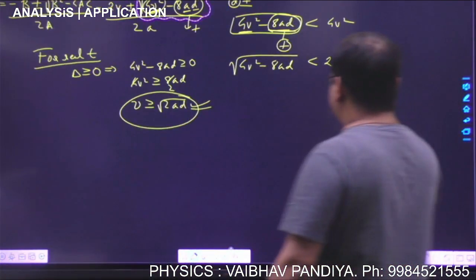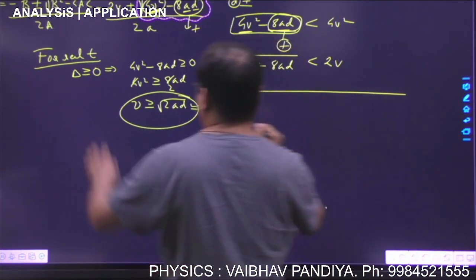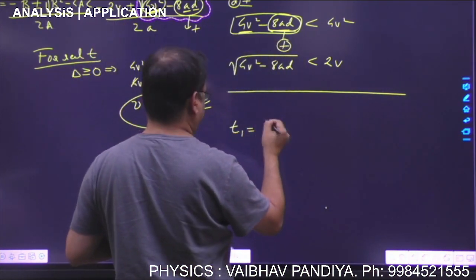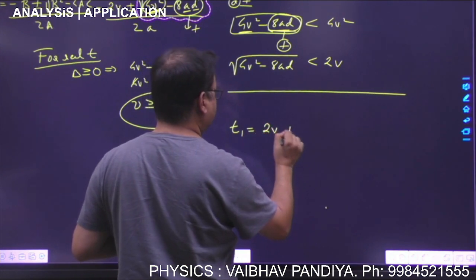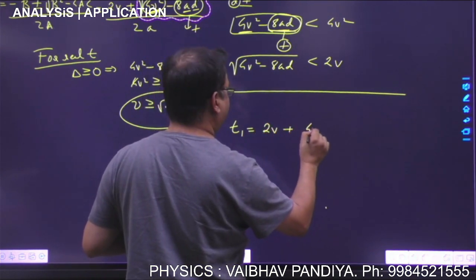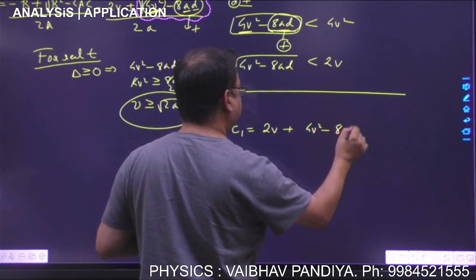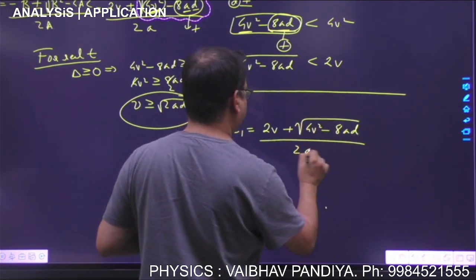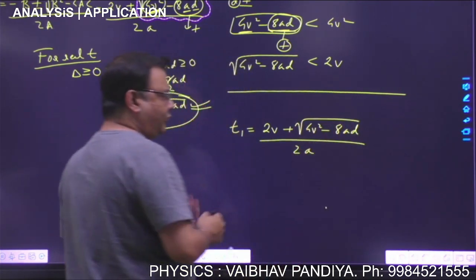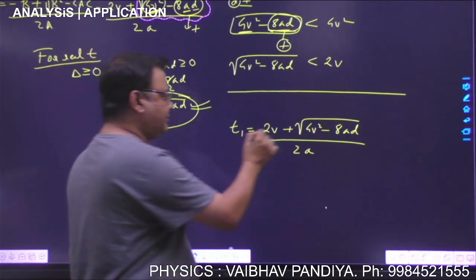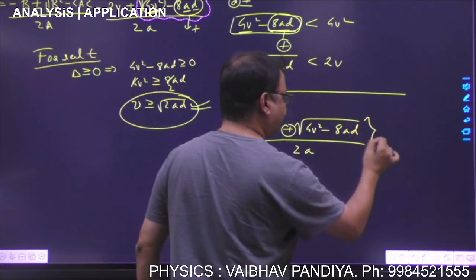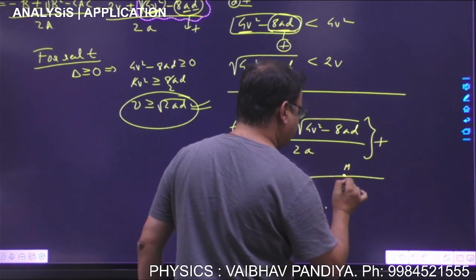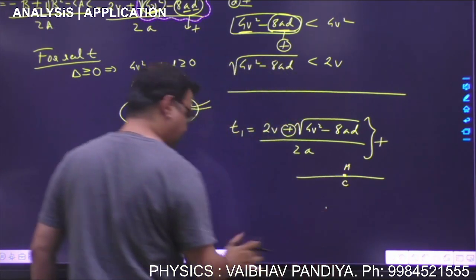So now let us analyze the nature of the roots. So say I am taking here the plus sign. So the first time where he can be caught is 2v plus root of 4v square minus 8ad divided by 2a. Now there is no scope for this root to be negative because here it is a plus sign. So surely this root is positive. So at this time the motorcyclist and car would be meeting for sure, correct?